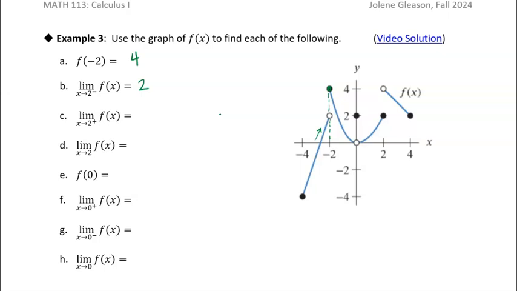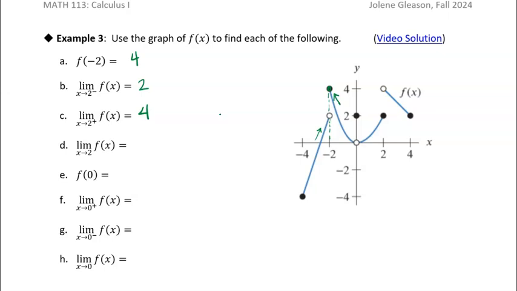Now, if we approach it from the right, that's what this part C is saying. What's the value of f of x as we approach from the right? Now we're approaching it from the right, and it looks like as x gets closer and closer to -2 from the right, the value is 4.